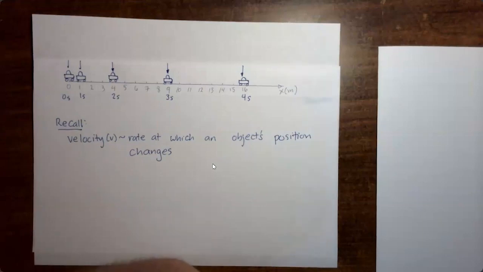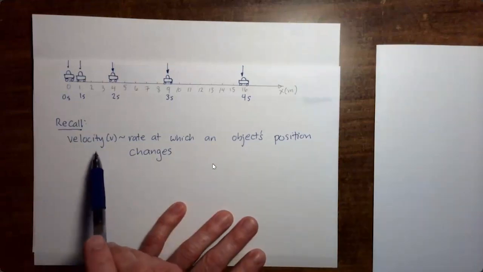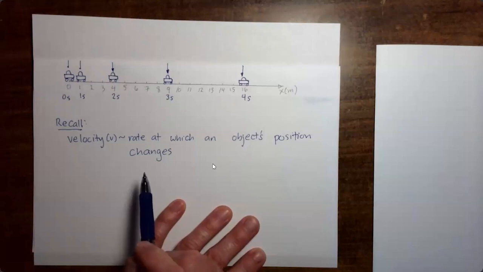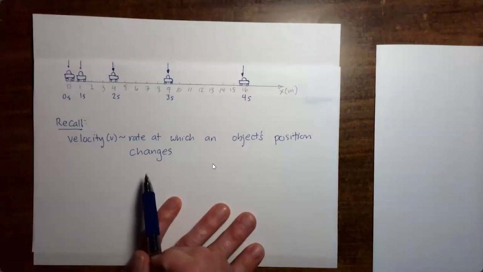At this point in the module, I have introduced you to the idea of velocity. The velocity of an object is the rate at which the position of the object changes. And we have done some example problems involving objects moving at constant velocity. Now we're going to consider an object which clearly is not moving with a constant velocity.